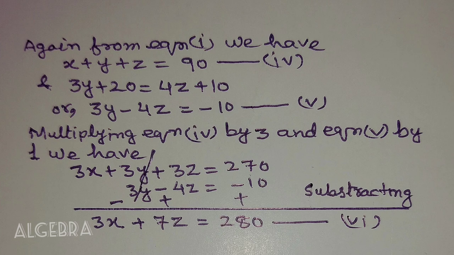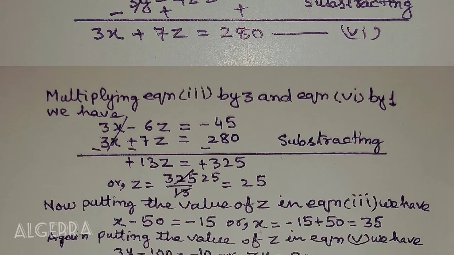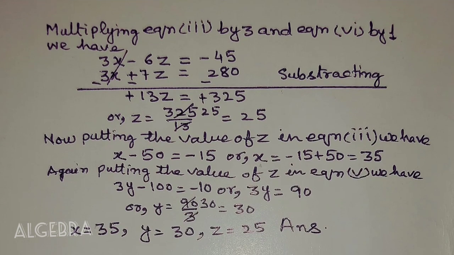Multiplying equation 4 by 3 and equation 5 by 1 we have 3x plus 3y plus 3z is equal to 270, and 3y minus 4z is equal to minus 10. Subtracting, 3x plus 7z is equal to 280, equation 6. Multiplying equation 3 by 3 and equation 6 by 1 we have 3x minus 6z is equal to minus 45, or 3x plus 7z is equal to 280. Subtracting, minus 13z is equal to minus 325, or z is equal to 325 by 13 is equal to 25.